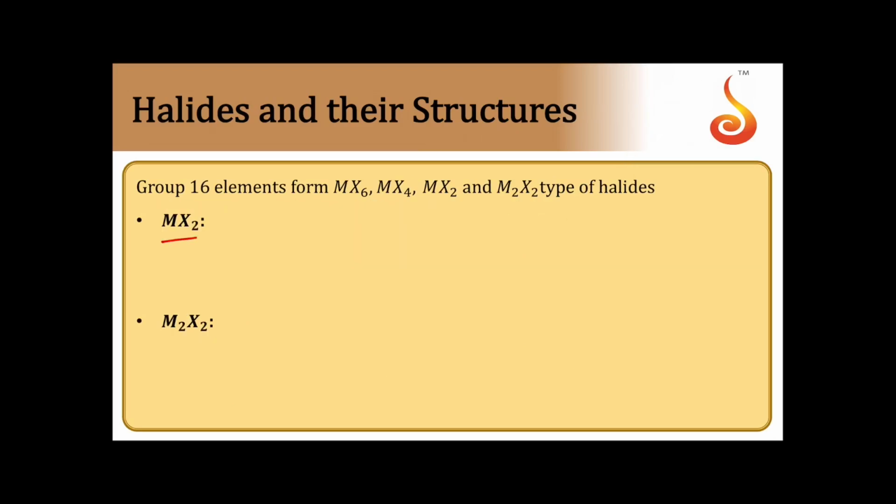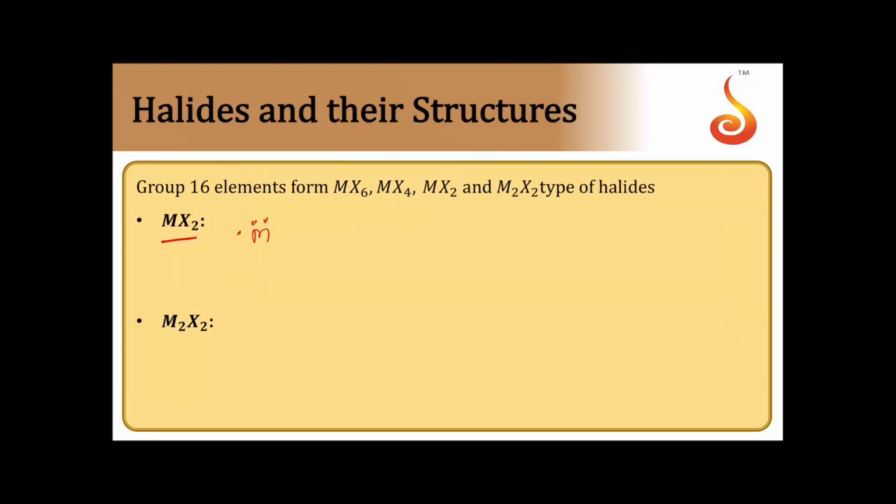Let us now take the MX2 structure. In MX2, suppose sulfur again has 6 valence electrons, of which 2 are bonded here. So let us take the element M with 6 electrons.